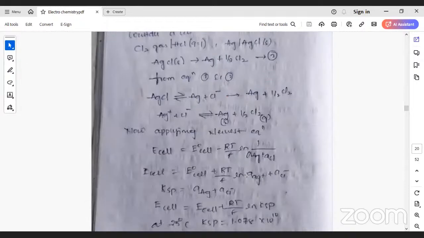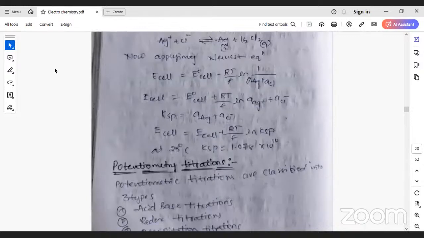Now apply the Nernst equation to this equation, AgCl gives rise to Ag plus Cl2. E cell is equal to E naught cell minus RT by F ln of 1 by the activity of Ag plus times the activity of Cl minus. Because Ag is a solid its activity is 1, and Cl2 is a gas whose activity is 1. The products' activity is 1, but the reactants are ions in liquid, therefore they have activity. Therefore the activities of Ag plus and Cl minus come to the numerator, so minus becomes plus.